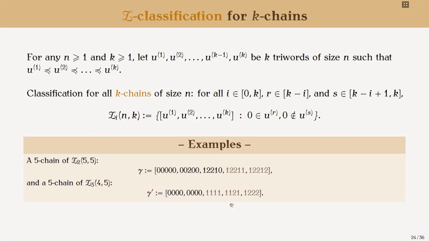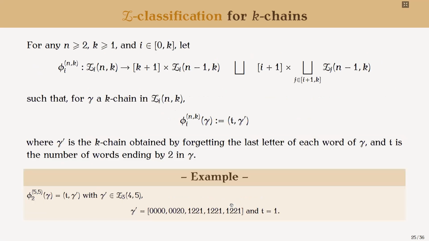So when we have this classification, we want to know about the cardinality of all elements, and for that we want to find a way to obtain the set of cation of size n via the set of cation of size n-1. And we found that with this application here.